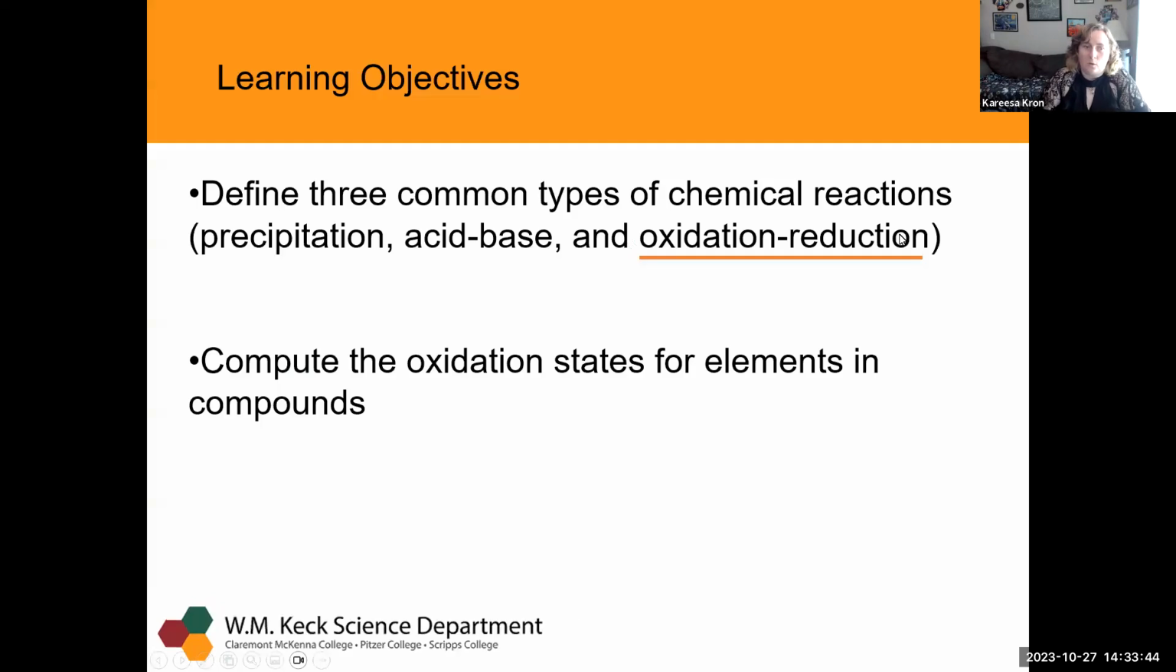So our learning goals for today are to define the 3 common types of chemical reactions, and we're going to finish that set with oxidation and reduction reactions because we've already talked about precipitation reactions and acid-base reactions. And along the way, if we identify something as a redox reaction, we're also going to compute the oxidation state for the elements in those compounds.